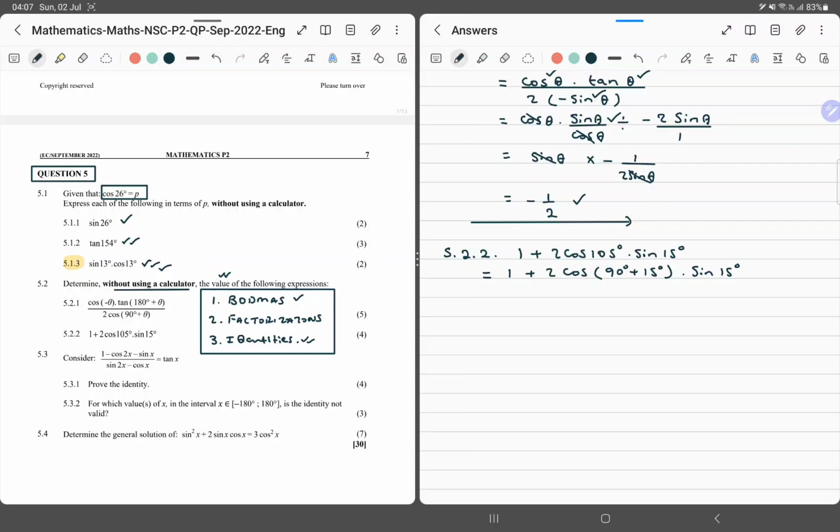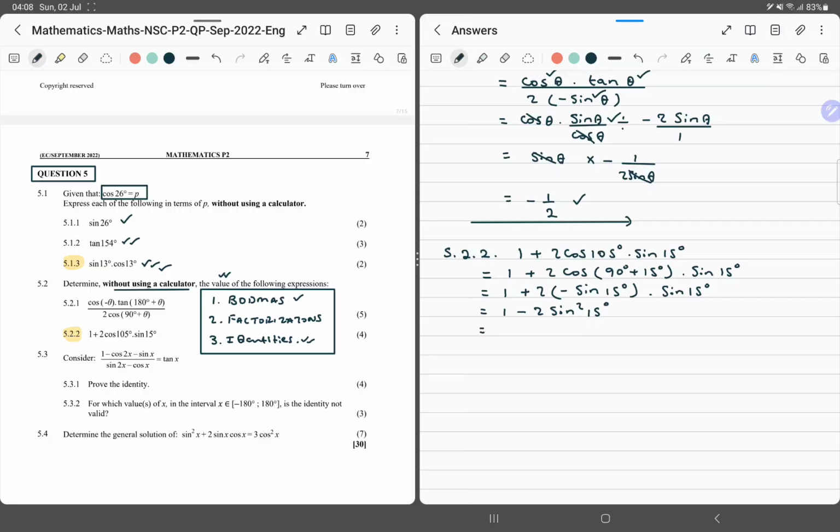Always try to make it look like what you've got. Although this is a higher order question as well, because it's not quite obvious, it can cause a few problems. This is now plus 2 into, and now we solve this using our reduction formula, BODMAS, or brackets off. So 90 plus 15 is in the second quadrant, and cos is negative, but now the co-ratio is going to be minus sine 15 degrees, times sine 15 degrees. So this is basically 1 minus 2 sine squared 15 degrees, because sine 15 times sine 15 is sine squared 15.